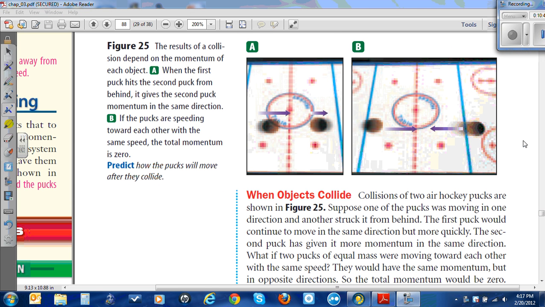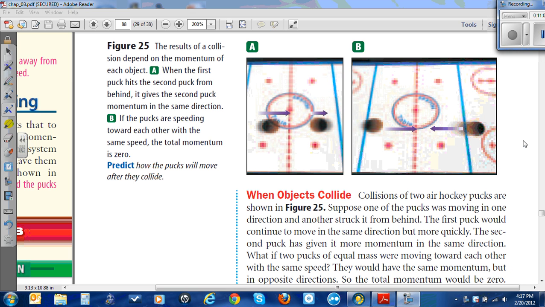When objects collide, collisions of two air hockey pucks are shown in figure 25. Suppose one of the pucks was moving in one direction and another struck it from behind. The first puck would continue to move in the same direction but more quickly. The second puck has given it more momentum in the same direction.